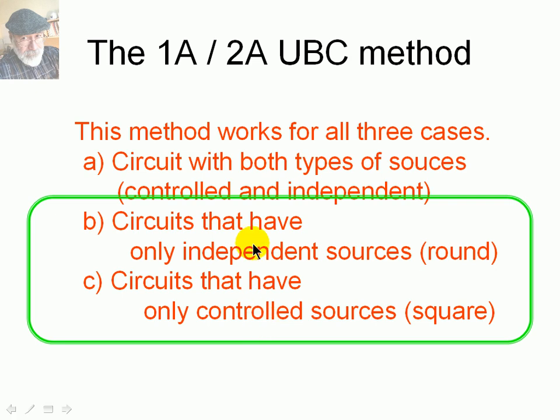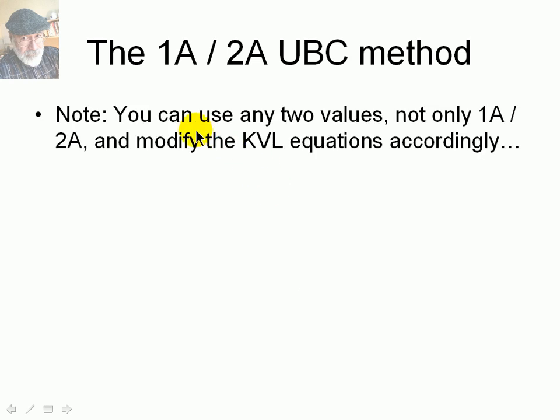It doesn't mean that you cannot use 1 amp, 2 amp for any circuit. No, it doesn't. But if the circuit is one of these two types, you can achieve the same result much easier and faster. Observe that you can use any two values for the current sources, not only 1 amp, 2 amp. But in that case, you have to modify the KVL equations that result. One favorite pair is 0 amp, 1 amp. But that is another story.